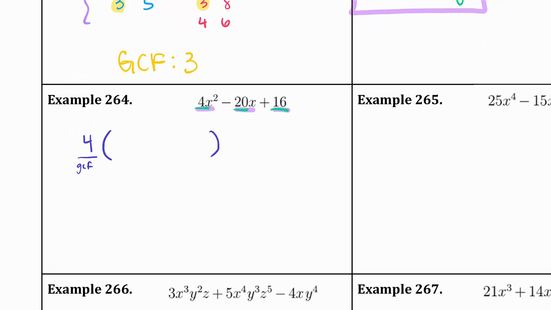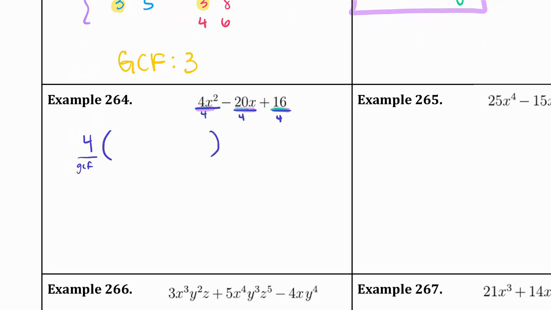We also want to check for our variables. We have an x squared, we have an x, we have nothing. So because this one right here does not have a variable, we can't say that that's part of our greatest common factor. We cannot factor out a variable. So when we factor out a greatest common factor, it's kind of like we're dividing each piece by that. We're taking it out of each term, and we're going to see what we have left.